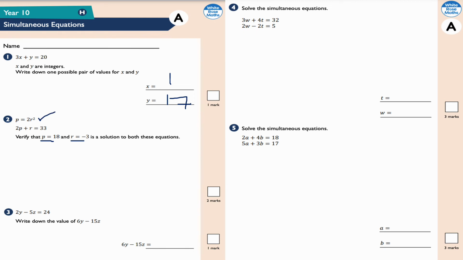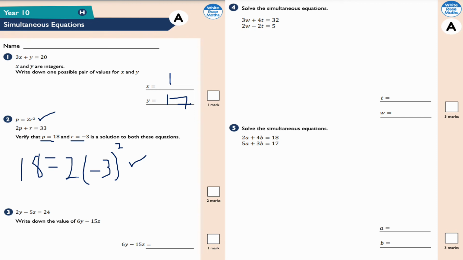18 does equal 18. So just to be clear, what I said here was, does 18 equal 2 lots of minus 3 squared? And it does, because minus 3 squared is positive 9. Positive 9 times 2, or double of 9, is 18. So that is true for the first one.